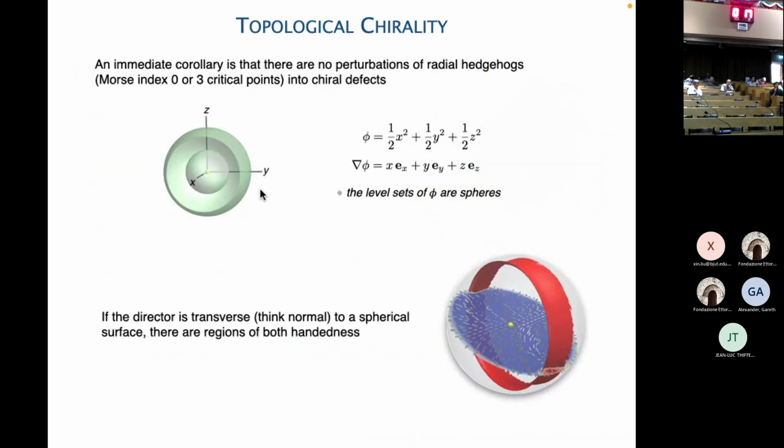And here, just a reminder that it tells you that in a neighborhood either of anything which is locally radial, either because there's a singular point or because I have boundary conditions in some finite domain, then there must necessarily be some region which has the wrong handedness.